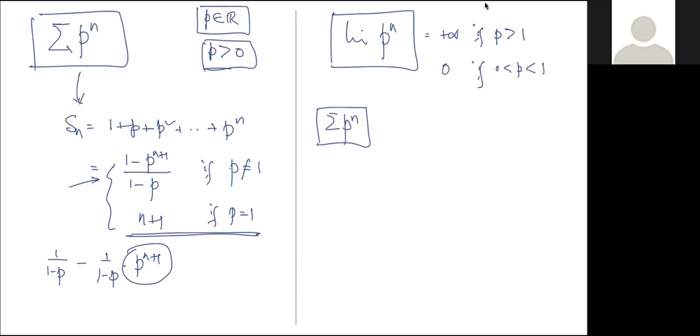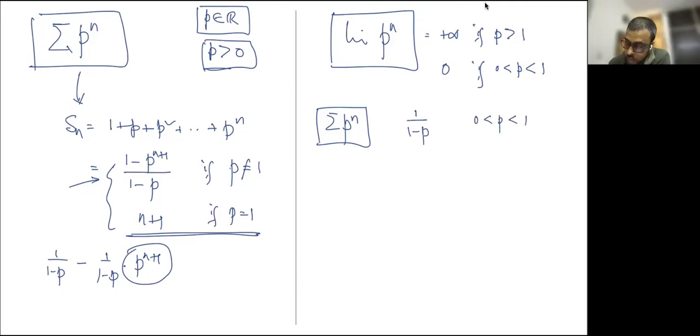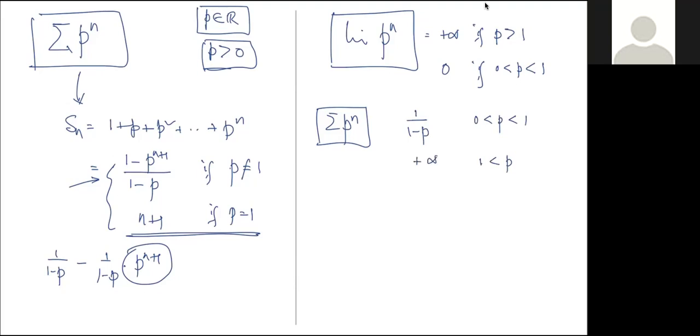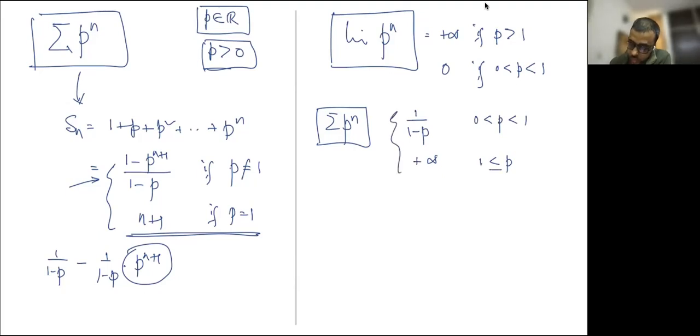So if P is between 0 and 1, then this series should converge to 1 upon 1 minus P. And if it's greater than 1, it should diverge to plus infinity. And in fact, when P is equal to 1, then also, yes. Okay.